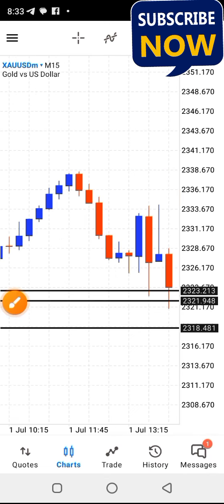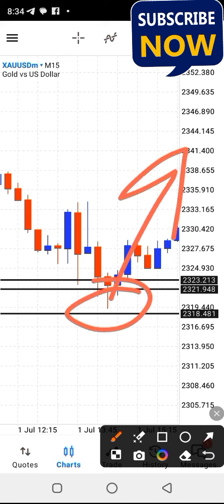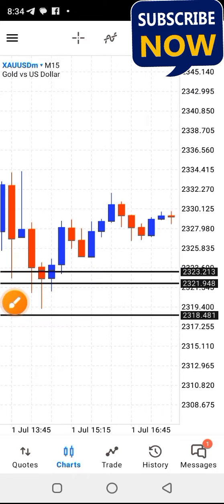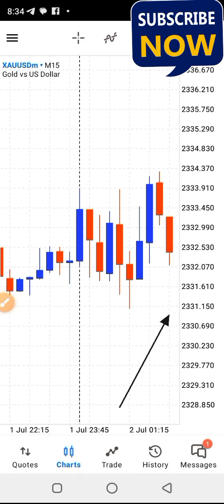I have another example. Let's go to the other example. Price still came into the order block here, showing that it's very powerful. There are still buyers waiting to buy from there. Price tapped into the order block, giving us a wonderful buy trade to the upside. You can see how far this went.